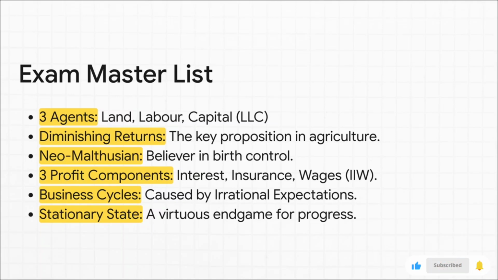Remember, I win. What causes business cycles? Irrational expectations. And what's the ultimate goal for society? The stationary state, which Mill saw as a totally virtuous endgame. Seriously, take a picture of this slide. This is your golden ticket for any question on J.S. Mill.